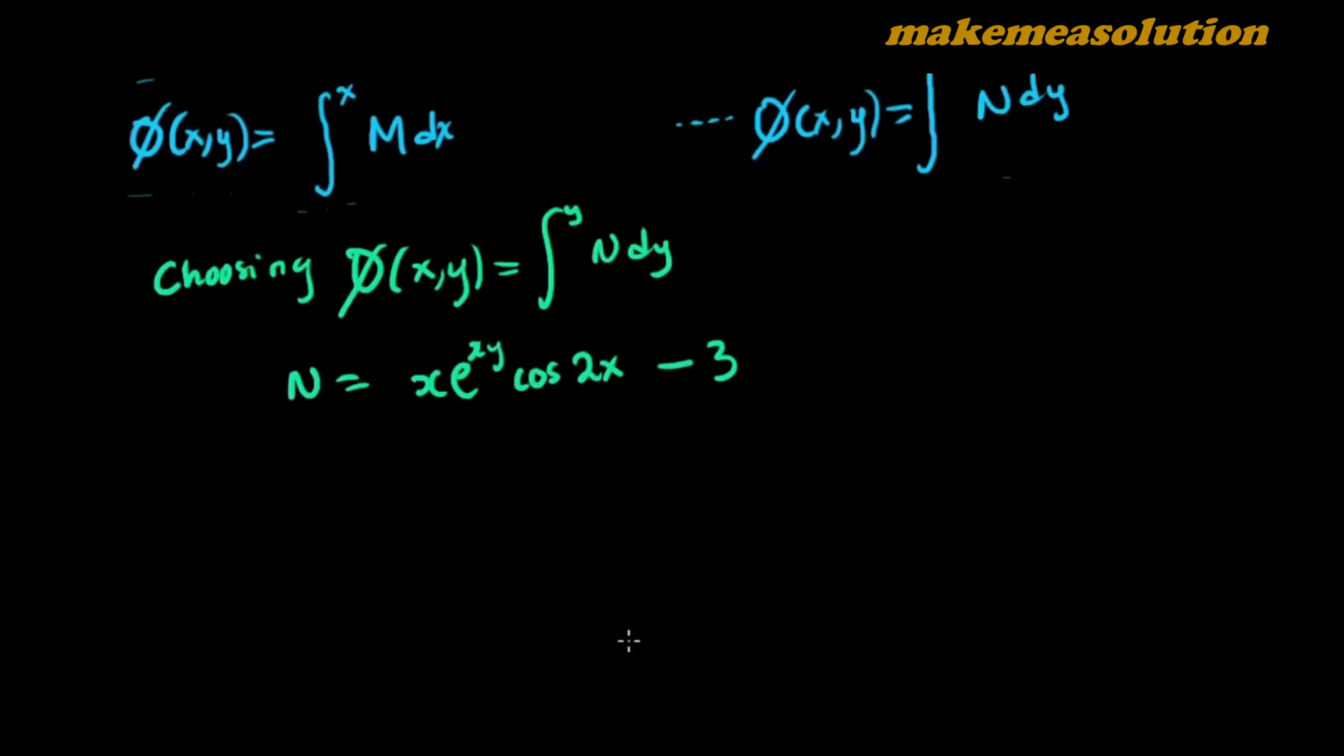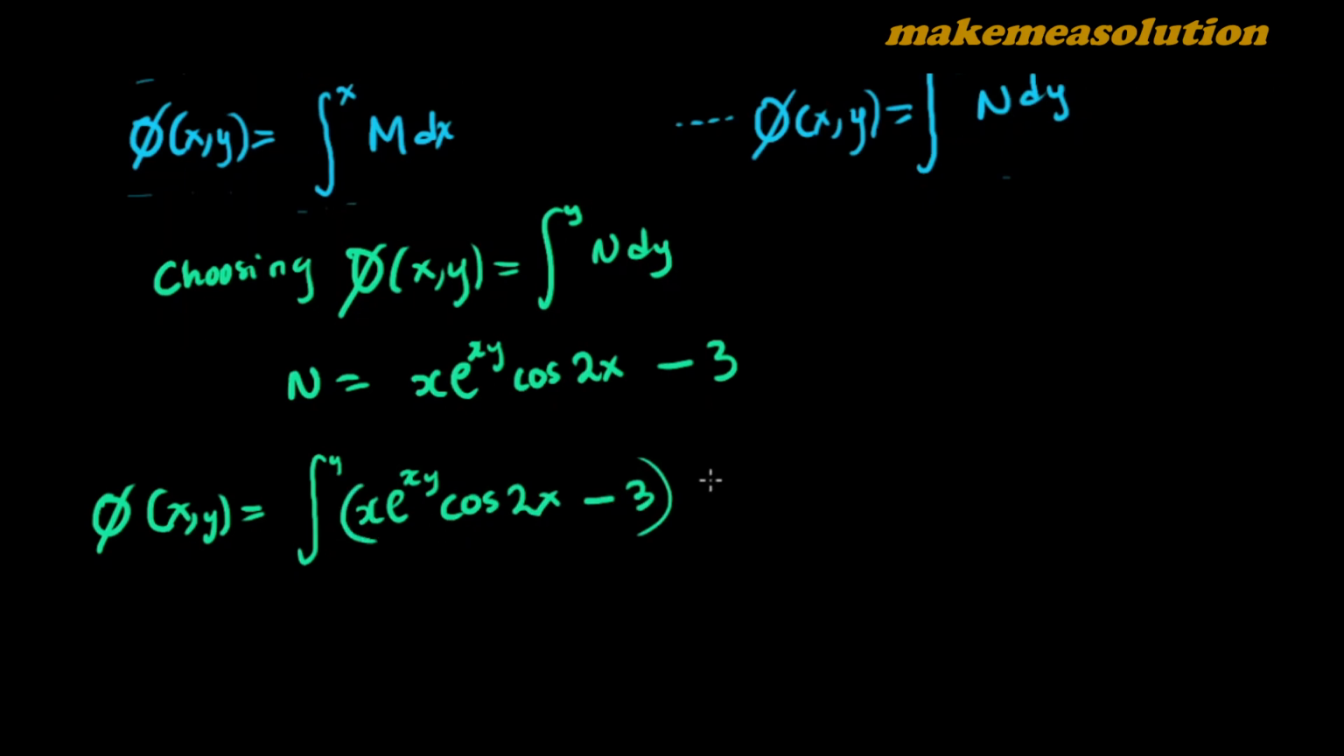So this is my n. Okay, so this is my n. So I'll now say phi of x comma y is equal to the integral partially with respect to y, so x exponential xy and cos 2x minus 3. So this is with respect to y.